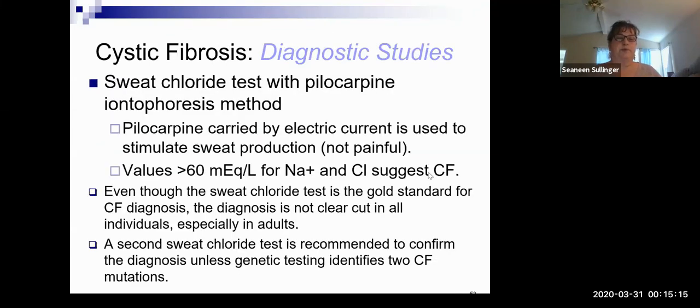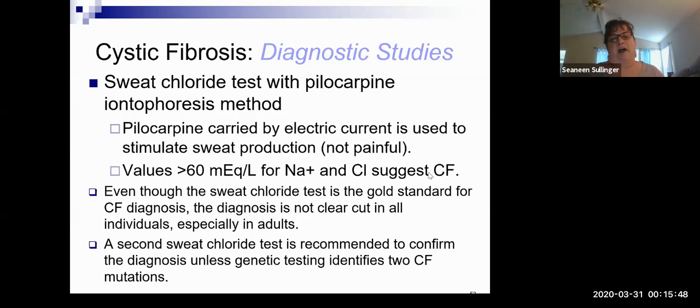The sweat chloride test is pretty much the initial way, the one that you've heard of. Sweat is produced, and it's salty. Remember, if you kissed the child on the forehead and they tasted salty, then they probably had cystic fibrosis. That was kind of an old wives' tale, something from back in the day before you had all these diagnostic tests.